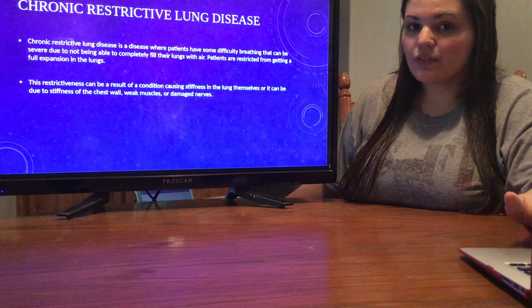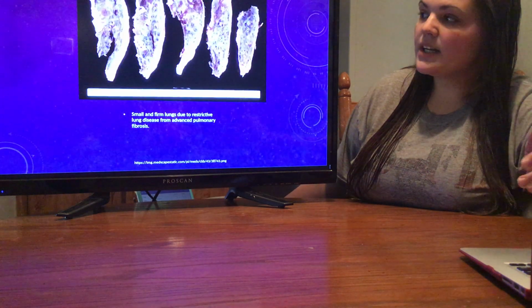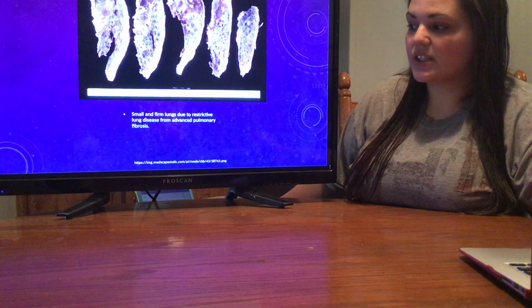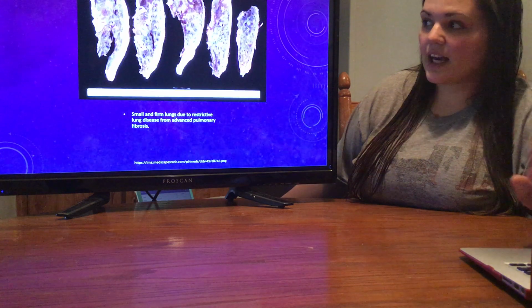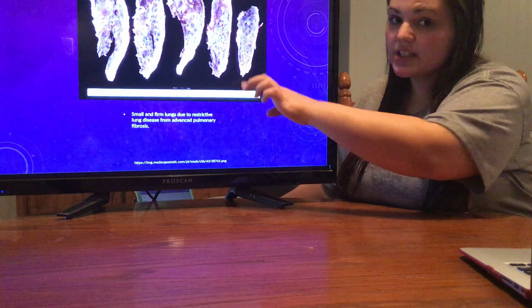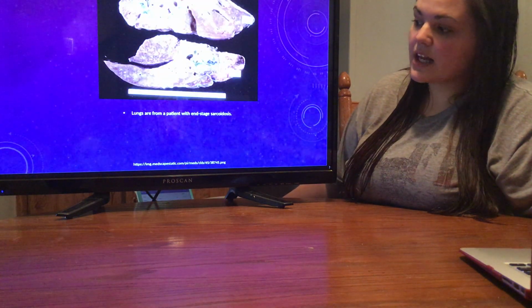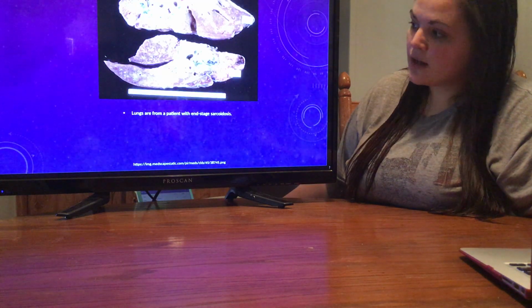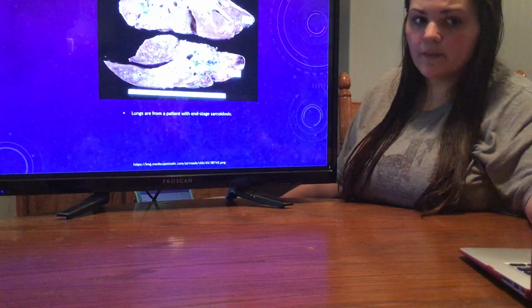So next I'm just going to show you a few pictures of some different lungs. This is just a picture of small and firm lungs due to restrictive lung disease from advanced pulmonary fibrosis. You can just see how the lungs get smaller as it worsens. Okay, this is lungs from a patient with end-stage sarcoidosis. You can just see like in here, all of that right there.